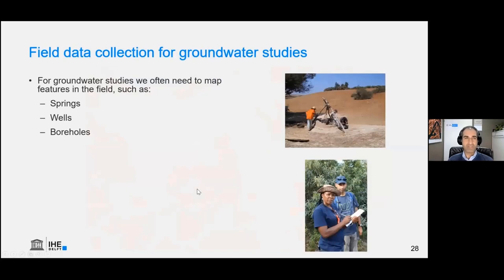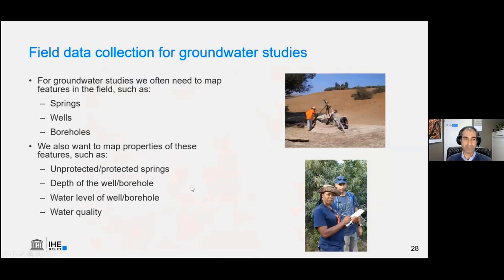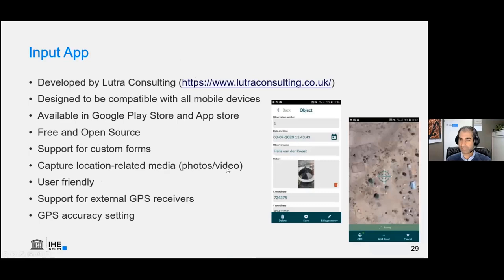Now, once we have defined our study area, we did all this pre-processing. We found out maybe that we missed some data. We need to go out in the field, probably want to map springs, wells, boreholes. We want to also create attributes if the springs are protected or unprotected, maybe have some additional depth values that we're now missing, or water quality parameters. Seeing that many of you are interested in water quality, in that case, it would be useful to create an app for that, for surveying in the field. I mean, a mobile app.